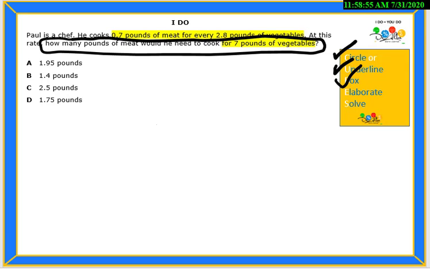Next, we elaborate. Because we are working with a comparison of pounds of meat to pounds of vegetables, I will use orange for meat and blue for vegetables. 7/10 of a pound of meat. And how many pounds of meat? 2 8/10 pounds of vegetables and 7 pounds of vegetables.